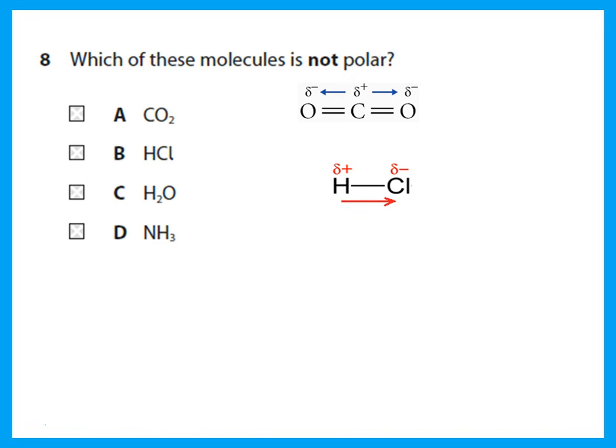If we draw HCl, there is a polarity. The chlorine is more electronegative than the hydrogen. Water, there is polarity because the molecule is not linear. The molecule, you should realize, is V-shaped or non-linear, so the polarities do not cancel. Ammonia is a pyramidal shape, so the polarities also do not cancel. So the one that is not polar is carbon dioxide.